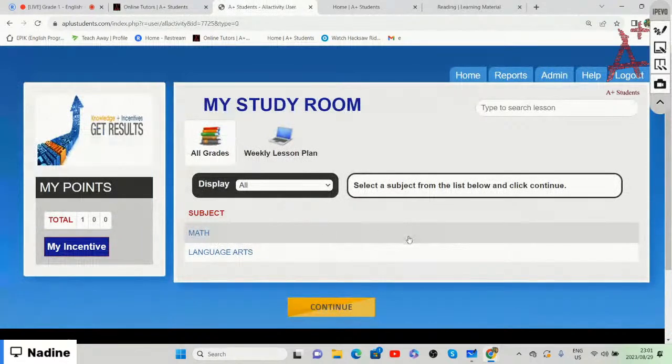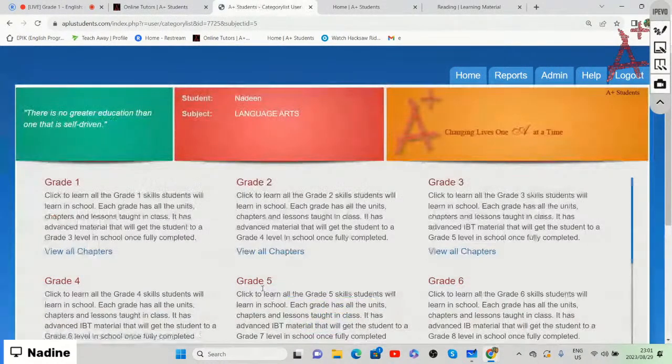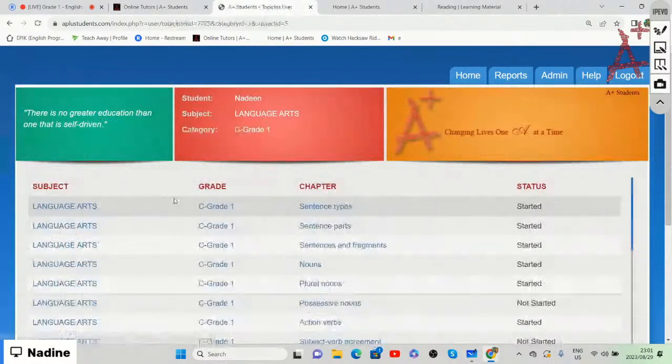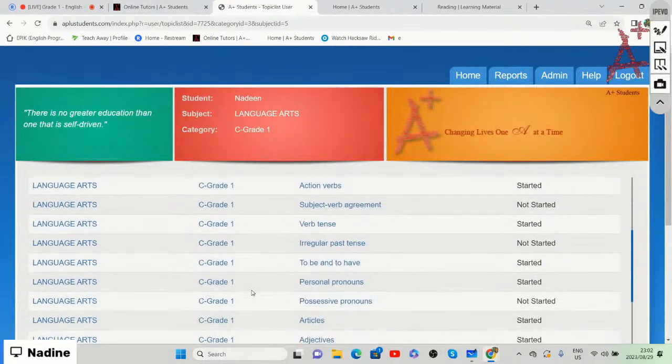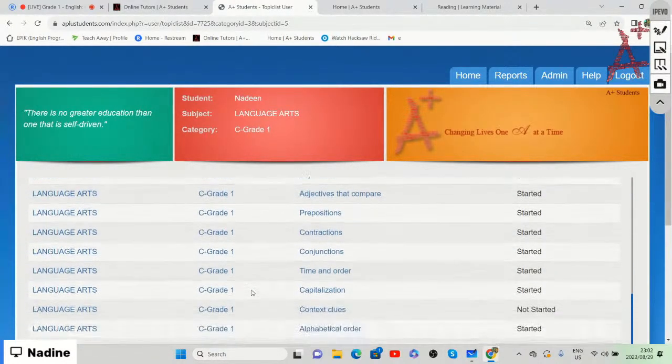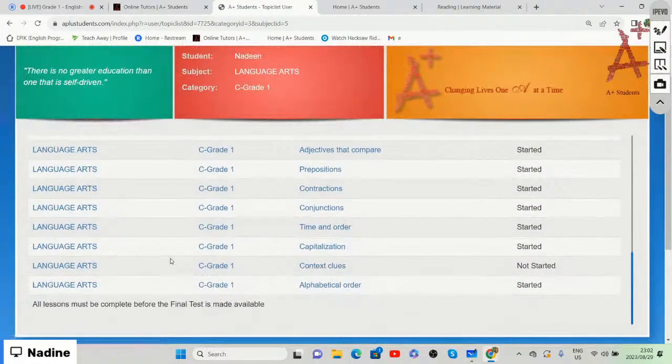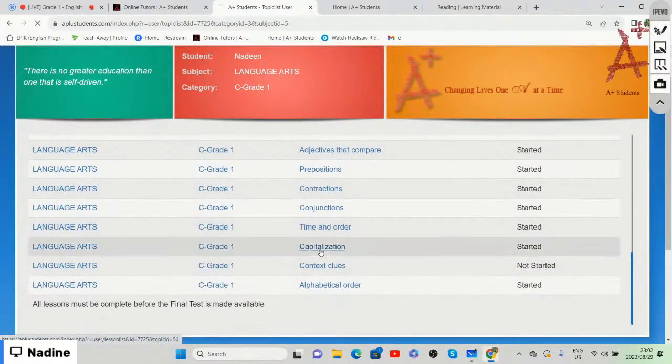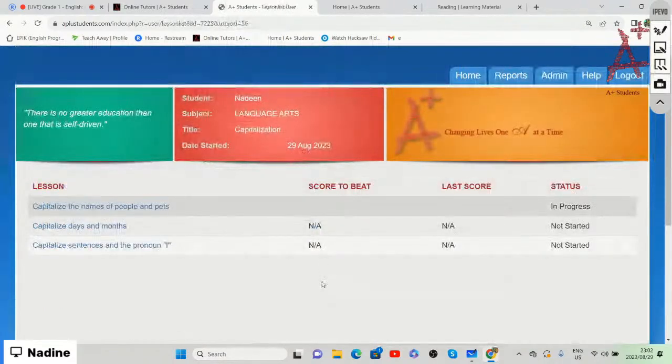All right, so once we've logged in with our username as well as our password, you are then going to select the subject of language arts and then grade 1. All right, so once we have selected language arts, grade 1, we're going to scroll down until we get to capitalization, because that is going to be our focus chapter for today. So capitalization. All right, so our chapter for today is capitalization, right?